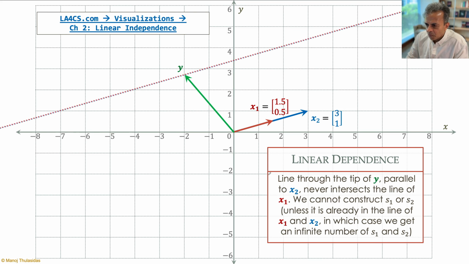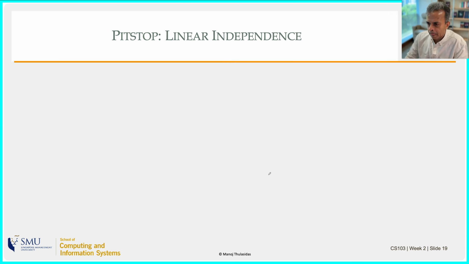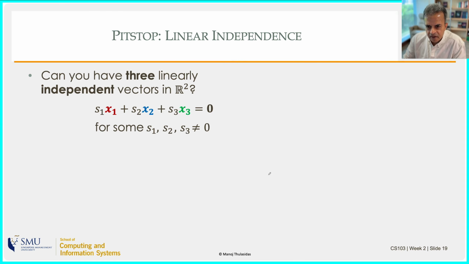Similarly, if I take my red vector, draw a line, the red dotted line, take it to the tip of y and try to extend my blue vector, again, that is not going to hit the red dotted line because it is parallel to the blue vector. So there is no way in which I can geometrically construct a linear combination. So one question here: can you have three linearly independent vectors in R2?